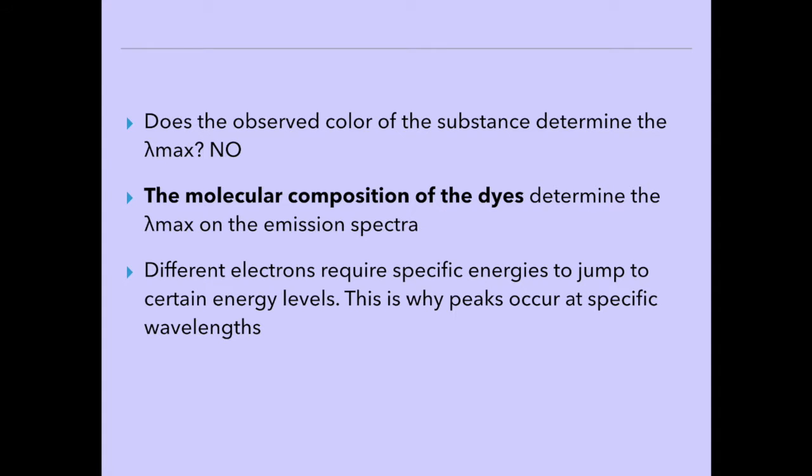This helps us determine that the observed color of a substance does not determine the lambda max on the emission spectra. Rather, it is the molecular composition that determines the lambda max. This is because each substance with its own molecular composition has a unique way in which it moves in between energy levels, and this produces a specific photon of light emitted with the greatest intensity, and therefore determining the lambda max.